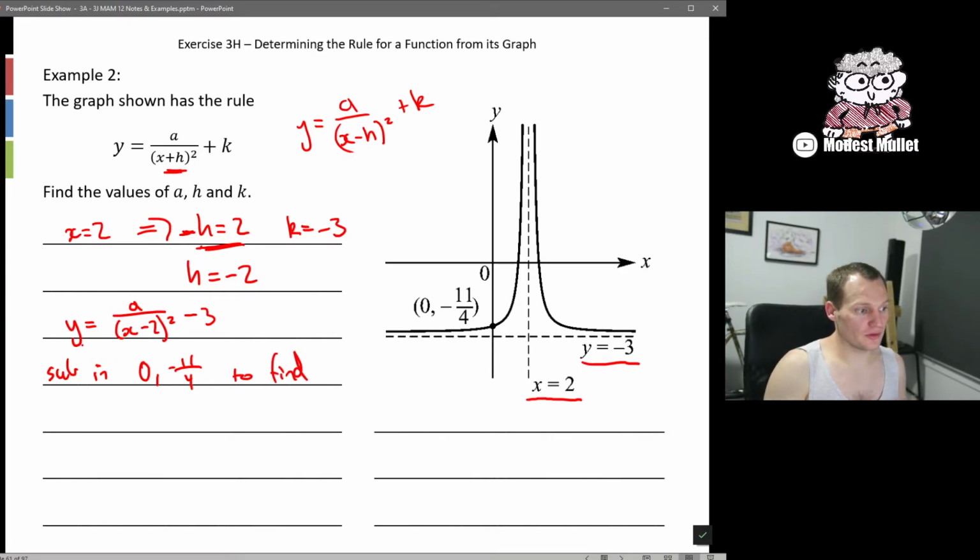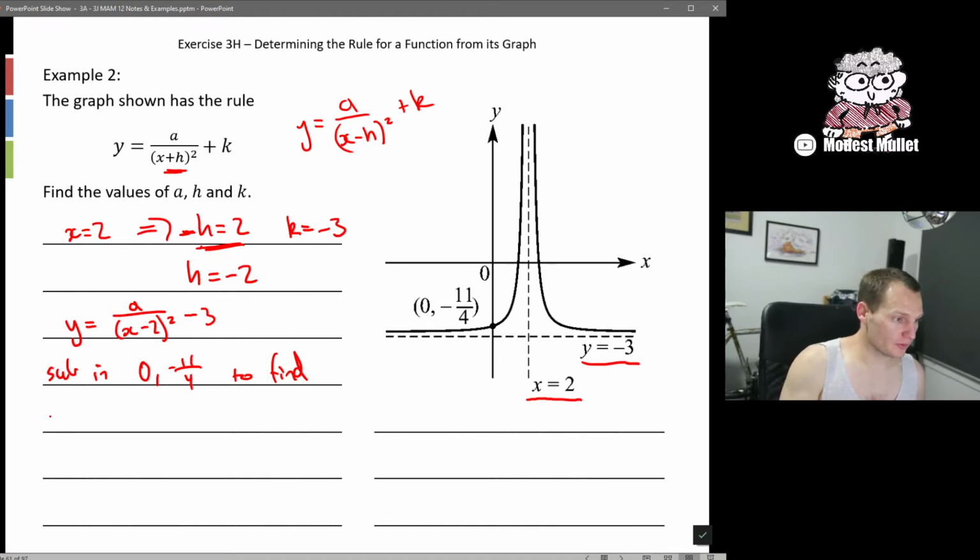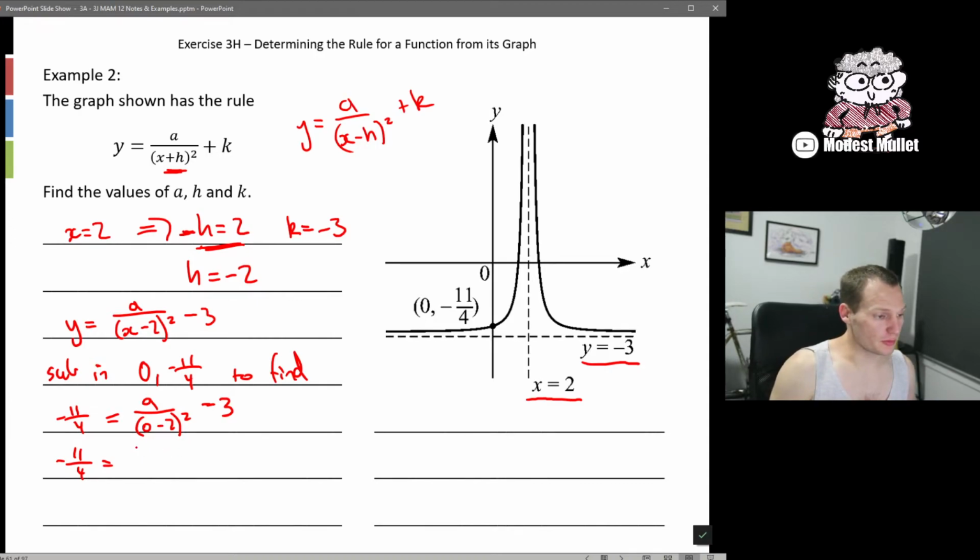Now if we sub those in, they go in for y and x, and all that's left is a. We just use algebra to solve. So we get -11 on 4 is equal to a on 0 minus 2 all squared minus 3. And this is one of the times I'm just going to go through, do the problem, and not talk through the algebra.